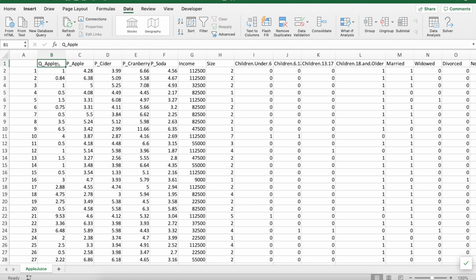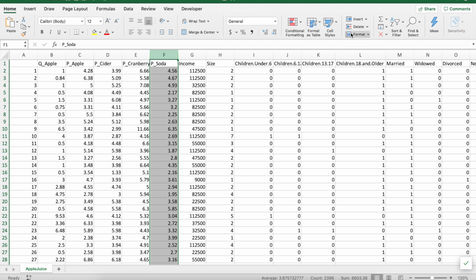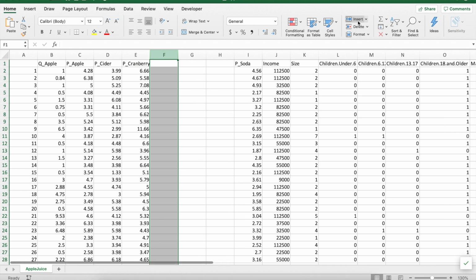Eventually the log of quantity of apple, log of the price of apple, log of price of cider and cranberry. Those are all next to each other, so I'm just going to go ahead and create 4 new columns here. Going over to the Home tab, then over to Insert. 1, 2, 3, 4. Okay.